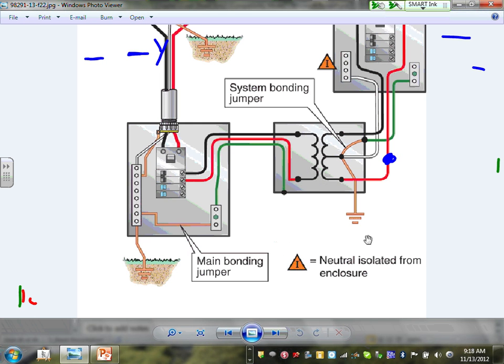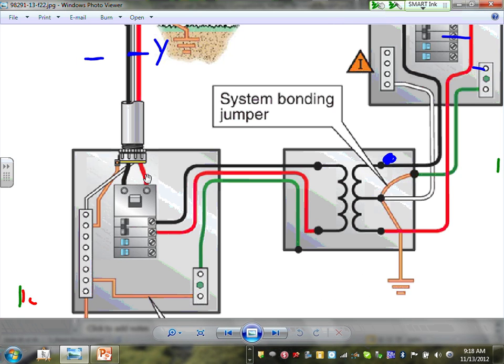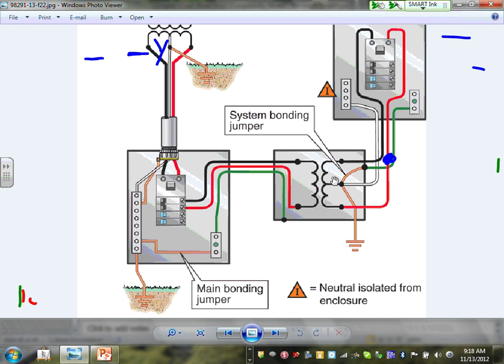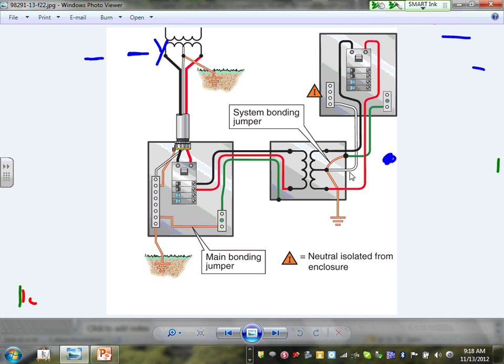Main bonding jumper, neutral isolated from the enclosures. So here's my main bonding jumper. If you look here, this is my main panel. Can you guys look right here? System bonding jumper, you bond right inside the transformer here. That's your separately derived system. We'll talk about this one a lot when we go into the next quarter.